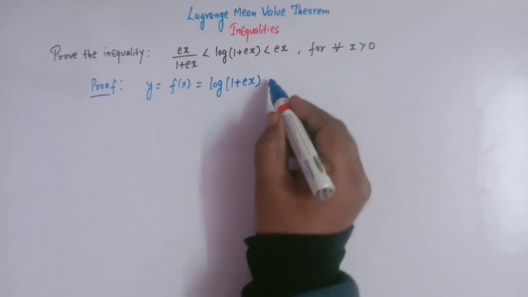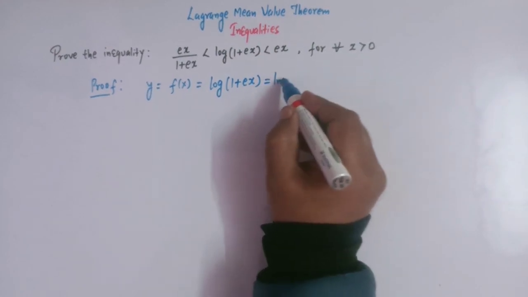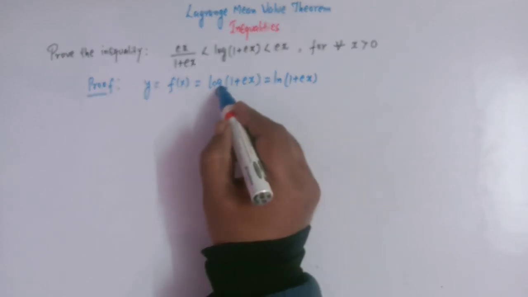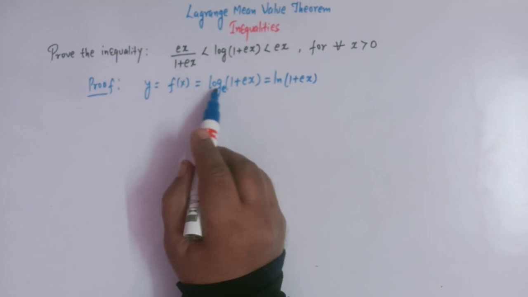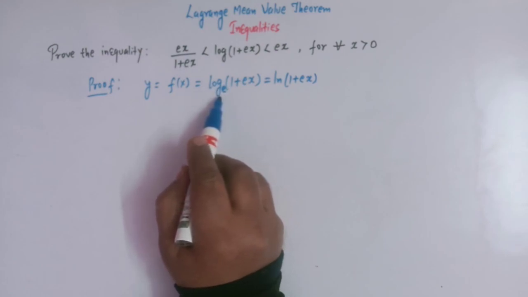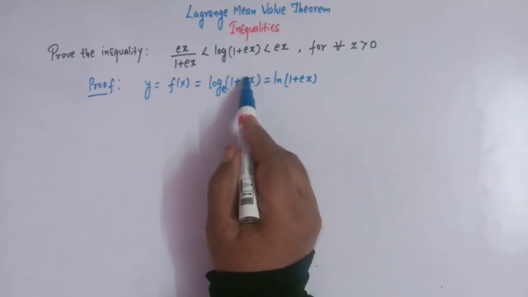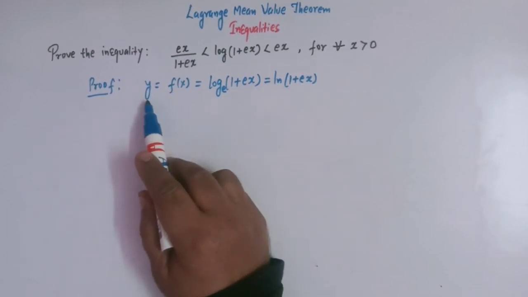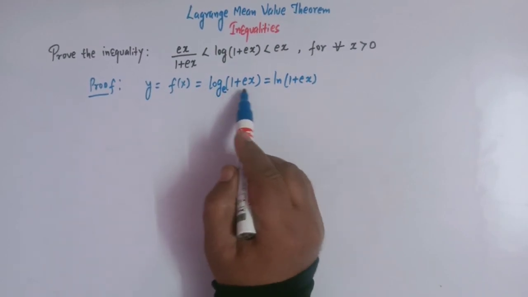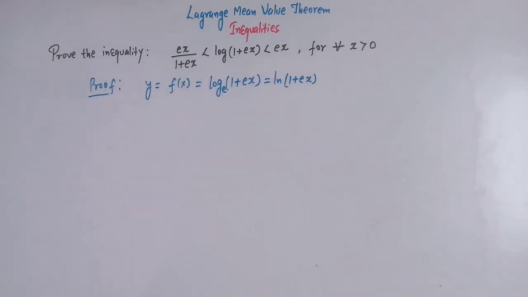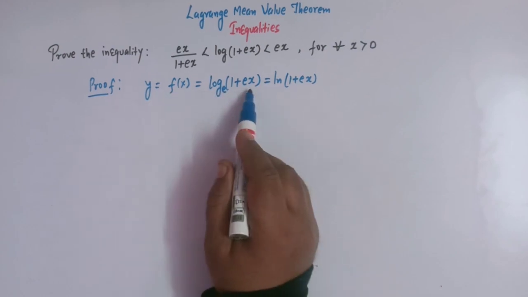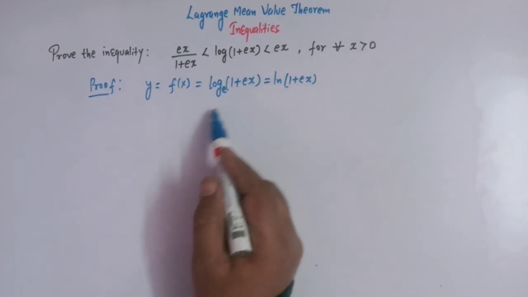So the same expression can also be written as ln, that is natural log of 1 plus ex, and here the base of the logarithm is the exponential number e, right? So here we'll prefer this notation, right? Okay, so here we have assumed this function, that is y is equal to log of 1 plus ex, right? So let us first see whether the conditions of Lagrange's mean value theorem are satisfied by this function or not.